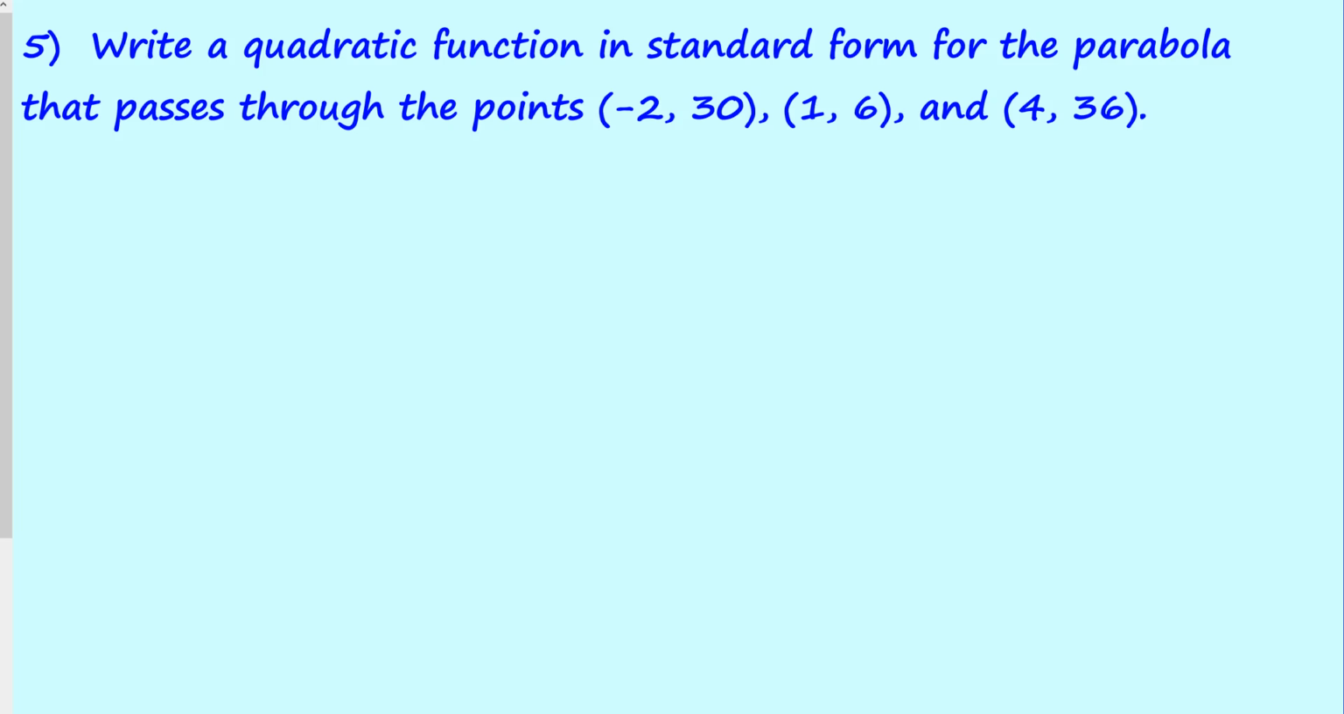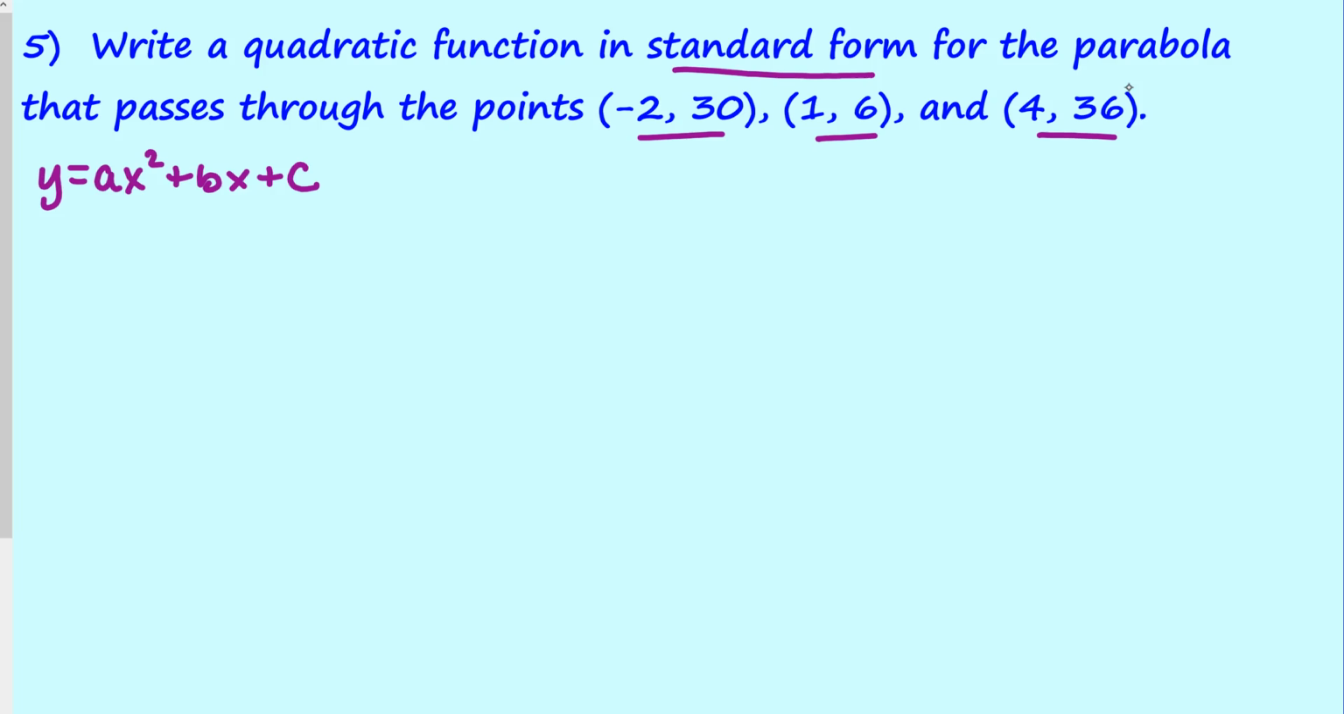So remember that the standard form equation of a parabola would be y equals ax squared plus bx plus c. And we're given 3 ordered pairs, 3 sets of x and y values. Ultimately what we need to know is, what is the value of a, what is the value of b, and what is the value of c? So really we have 3 unknowns, and we have 3 ordered pairs. We're going to be able to make 3 equations.